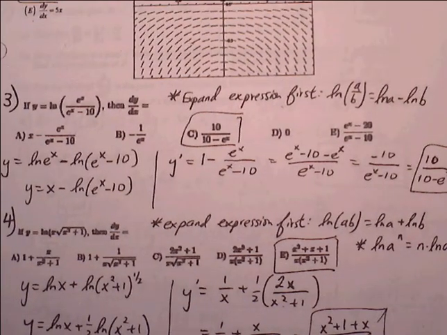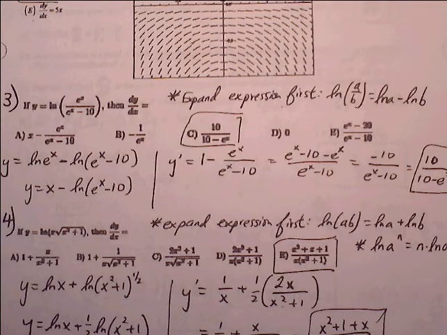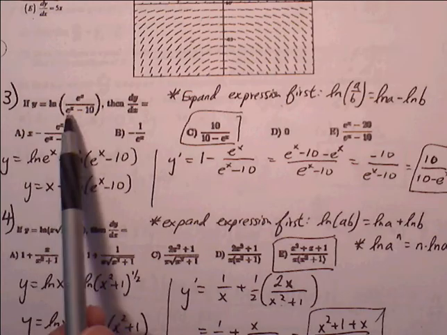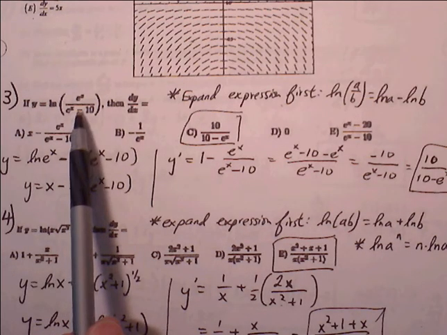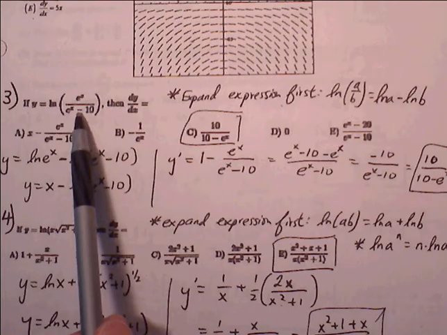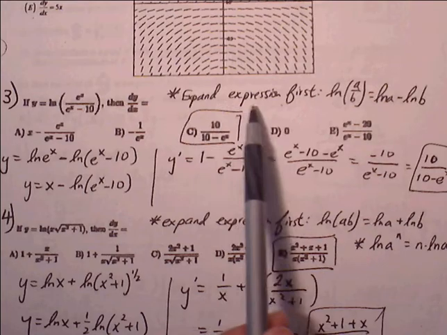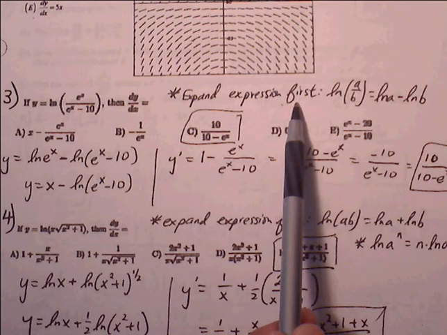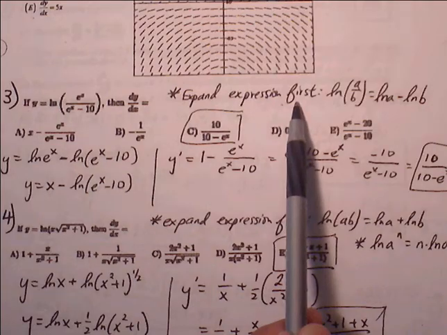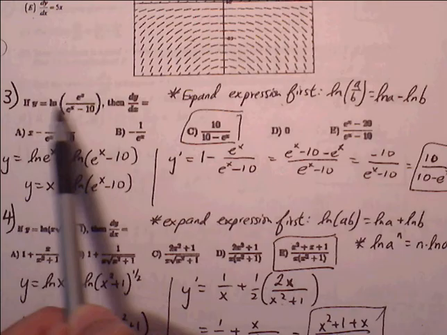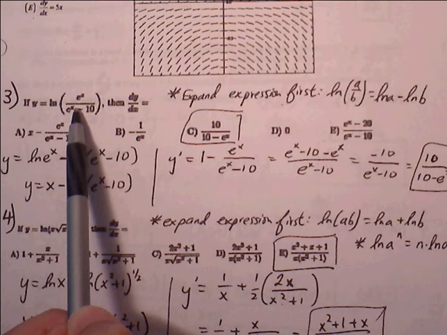All right, for E, we have y is equal to natural log of e to the x over e to the x minus 10. Find dy dx. So if we want to find dy dx, we need to find the derivative. But this is a problem where we want to take advantage of the fact that this is a log expression, which means that if we can expand log expressions first, that will help ease having to take a derivative of a function that could be too complex to begin with.